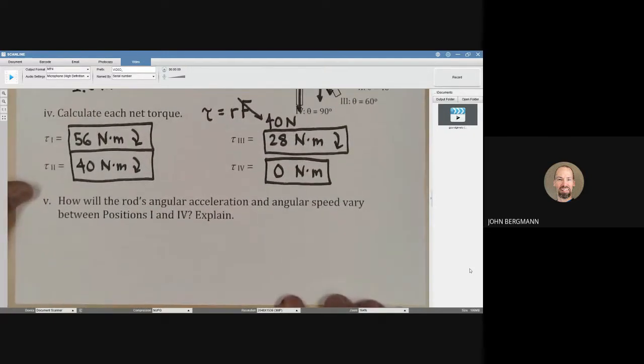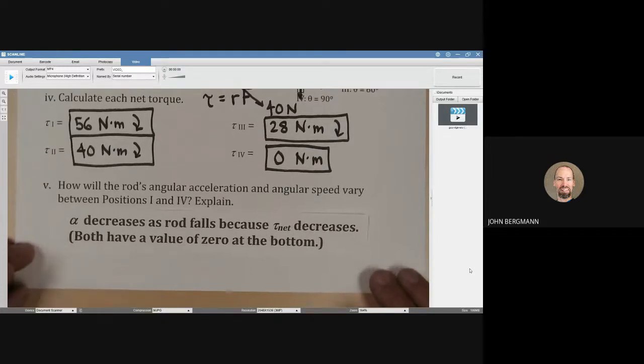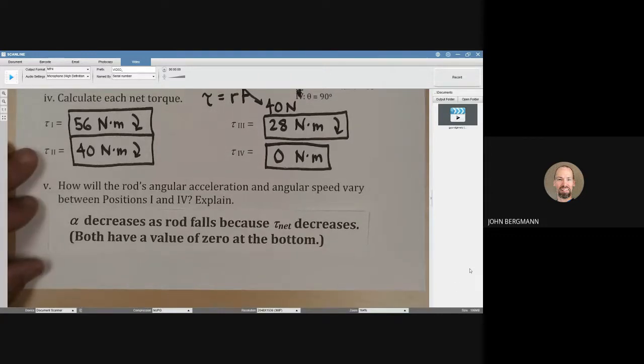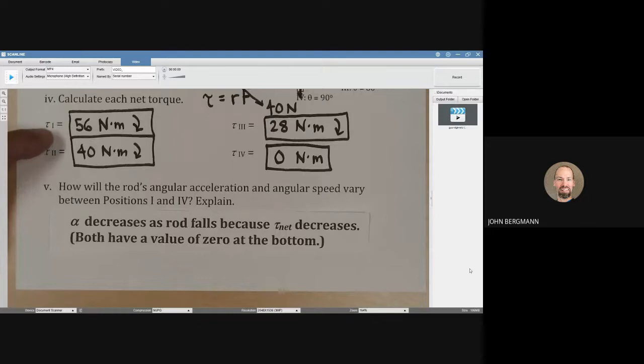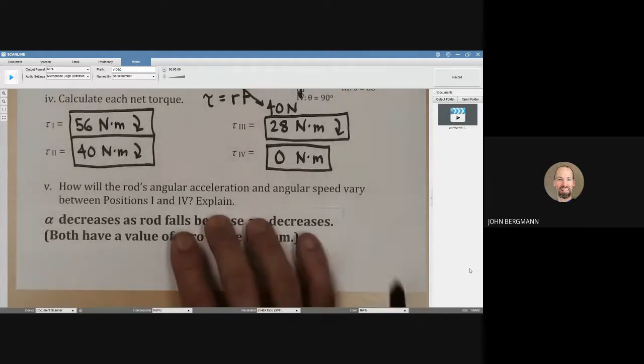One more point here before we finish this video. How will the rod's angular acceleration and angular speed vary between positions 1 and 4? The angular acceleration is going to decrease because the net torque is decreasing. We can see that in the numbers that we've just boxed in here. The torque is 56 to start with, and by the time the rod reaches the bottom, the torque is 0. So if the torque is decreasing, then the angular acceleration has to decrease, and here's why.